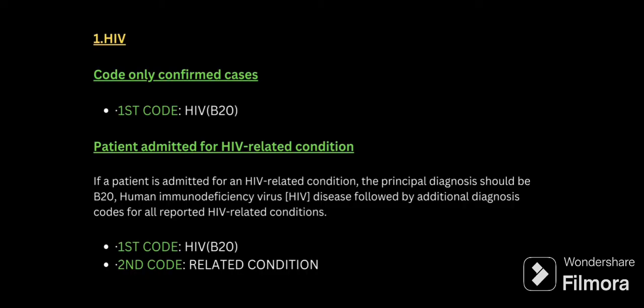First one is code only confirmed cases. In case you are confirmed that the patient is diagnosed with HIV or the patient is infected with HIV, the primary code will always be for HIV, that is B20.